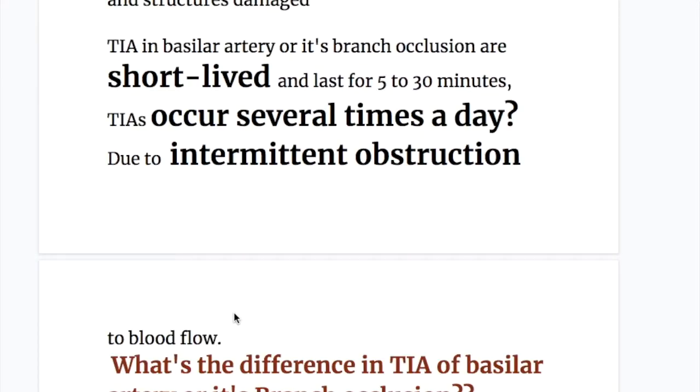TIA in basilar artery or its branch occlusion are short-lived and they last for 5 to 30 minutes. TIAs occur several times a day. Why? Because of the intermittent obstruction to the blood flow. Multiple TIAs warn an impending infarct that is going to block the blood vessel.